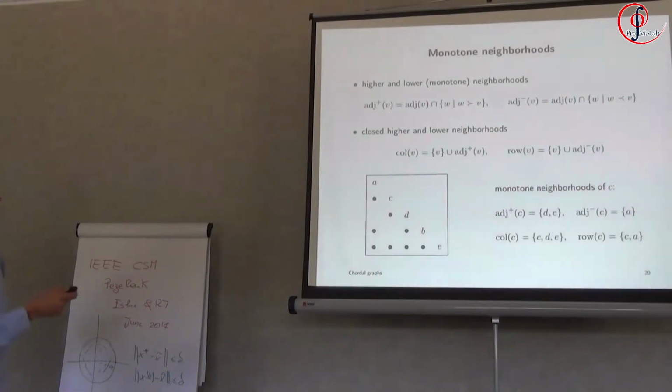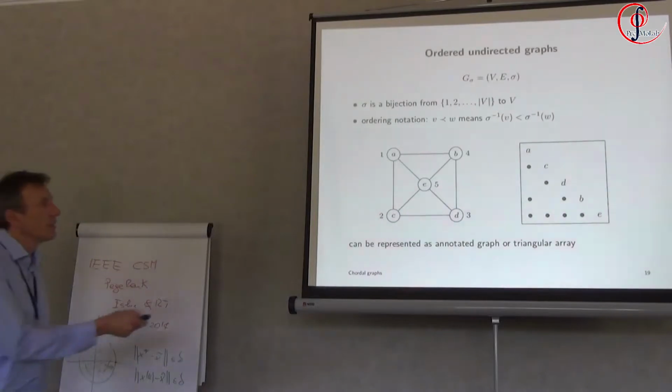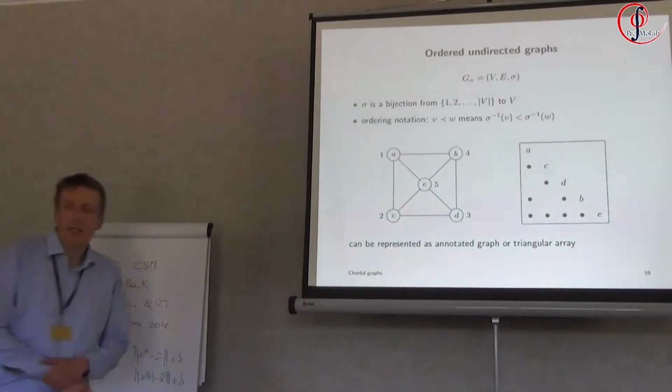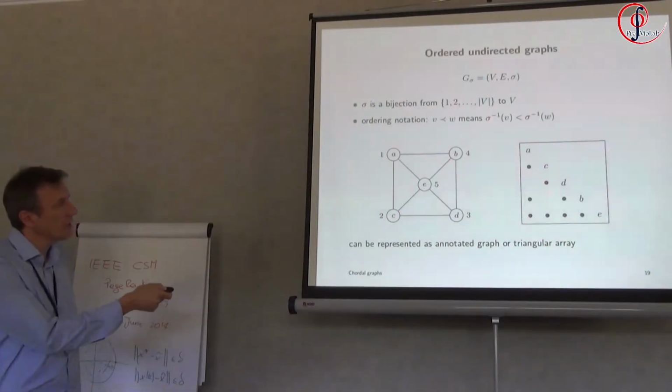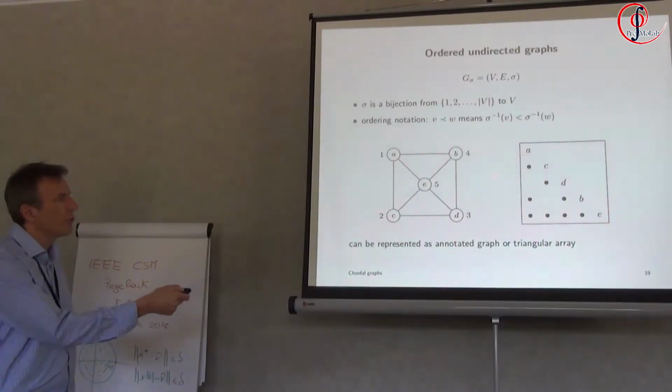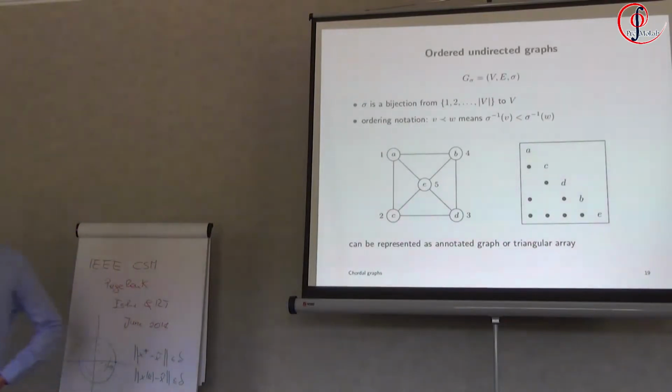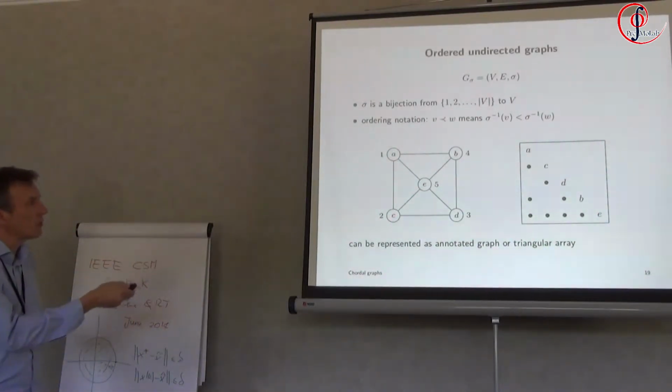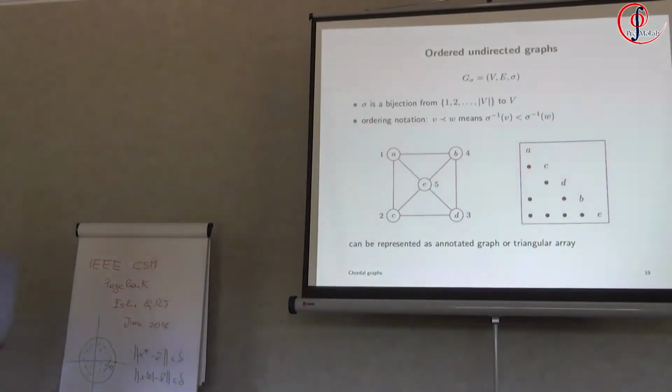And we'll call that a monotone neighborhood. So you have two monotone neighborhoods, the higher and lower neighborhoods. So the higher neighborhood of a vertex is all vertices adjacent to it with a higher number. And the lower neighborhood would be everything with a lower number. So in this representation, it's very easy to find the higher and lower neighborhoods. So the higher neighborhood of C is D and E. It's the column below C. And the lower neighborhood would be the row to the left of C. Whereas in this representation, you have to look carefully to actually find the higher and the lower neighborhoods.